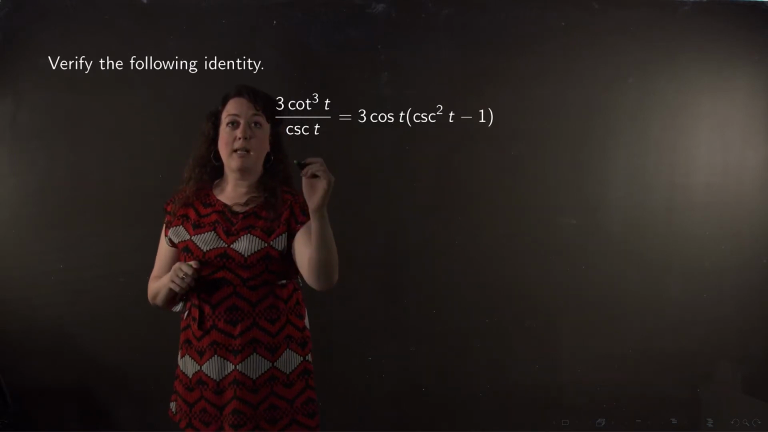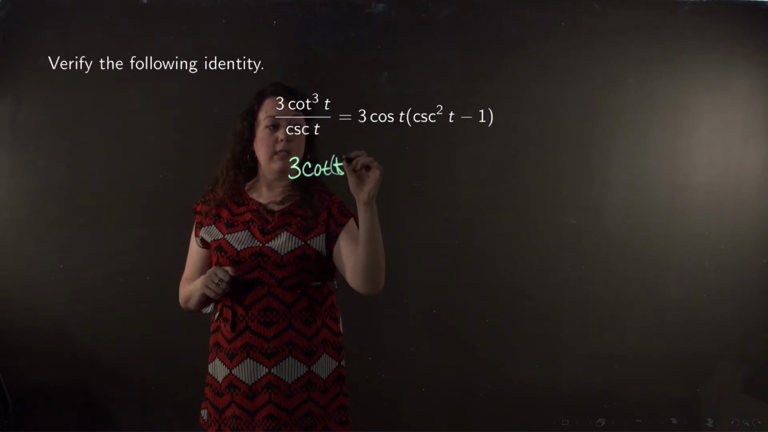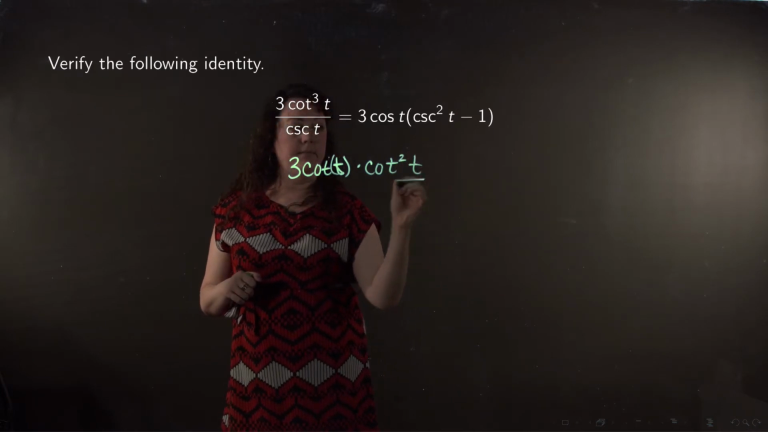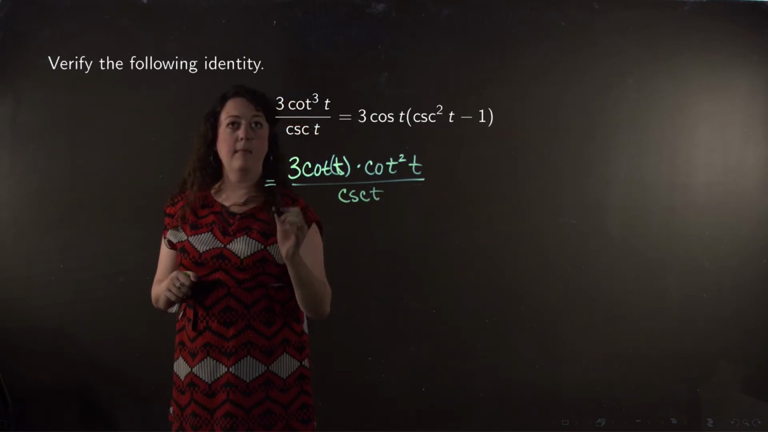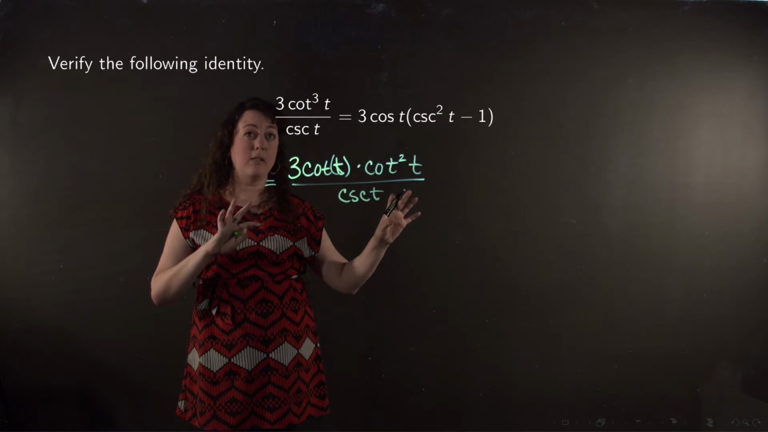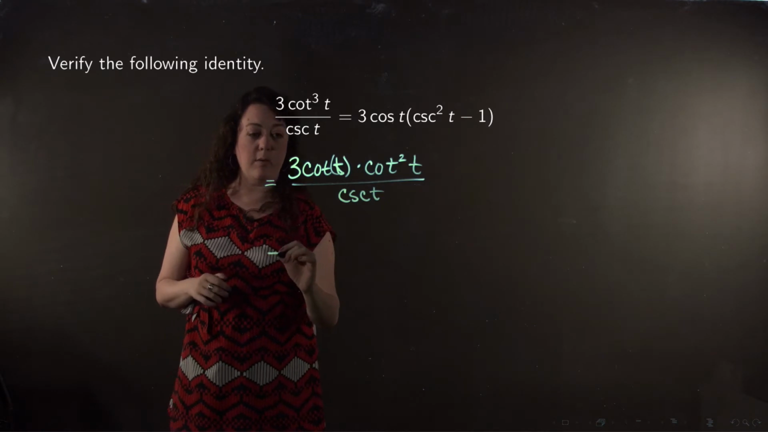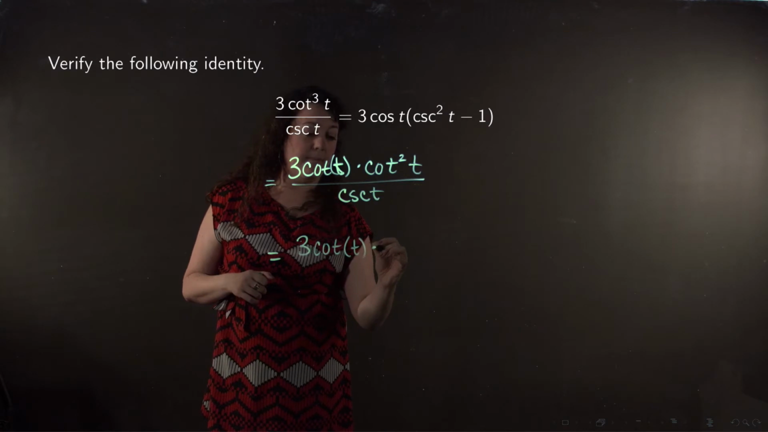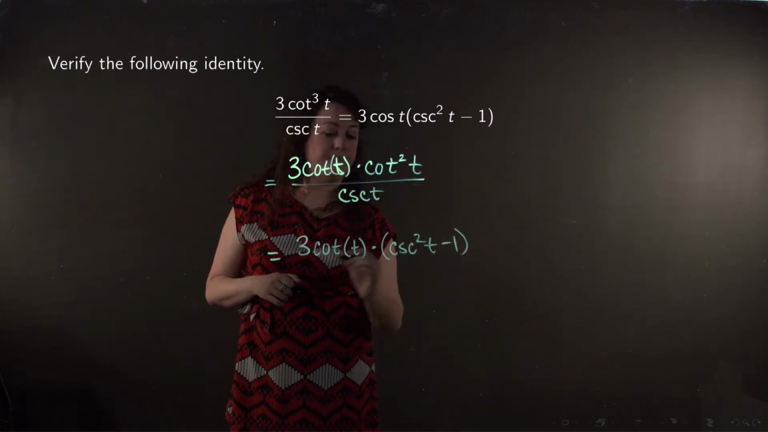First thing I notice is that I can take out a cotangent, cotangent t times cotangent squared t over cosecant t. This is helpful because now I have a cotangent t times cotangent squared t. The cotangent squared t's Pythagorean identity says it's equal to that other part. So I'm just going to replace the cotangent squared t with cosecant squared t minus 1.